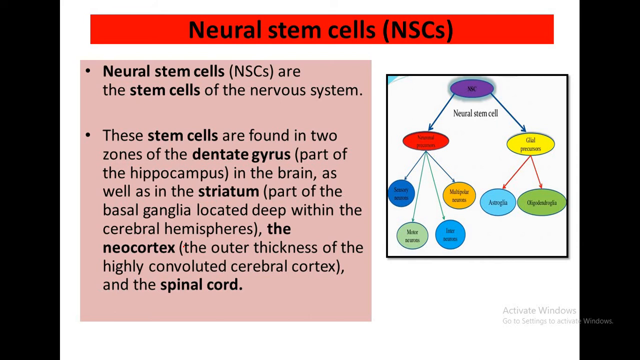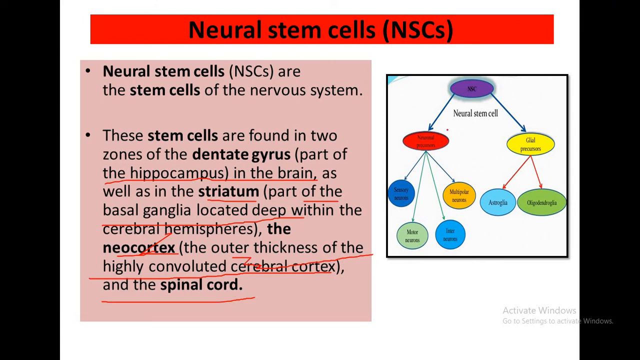So, neural stem cells are self-renewing, multipotent cells. Neural stem cells are the stem cells of the nervous system. During development, they give rise to the entire nervous system. These stem cells are found in two zones: the dentate gyrus of the hippocampus in the brain, as well as the striatum part of the basal ganglia located deep within the cerebral hemisphere, the neocortex, the outer layer of the highly convoluted cerebral cortex, and the spinal cord.